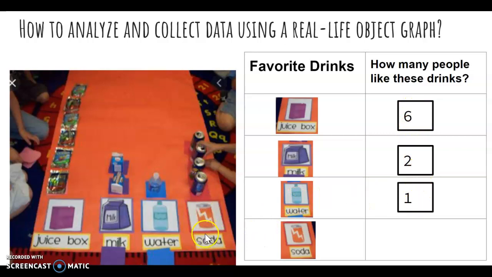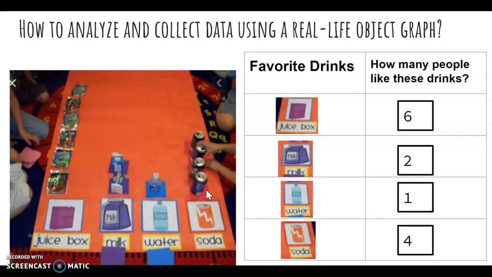All right, let's move to soda. Let's count how many students liked soda. 1, 2, 3, 4. So what number will we put next to soda? 4. Awesome. Okay, so our data lets us know that 6 students liked juice boxes, 2 students liked milk, 1 student liked water, and 4 students liked soda. So this is our data that we collected from our graph.